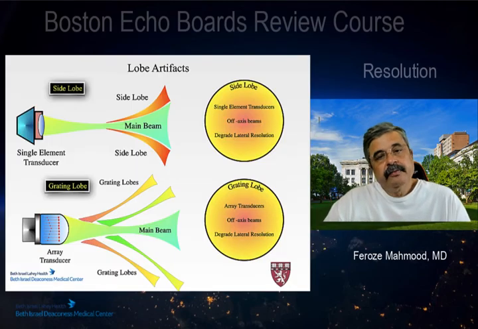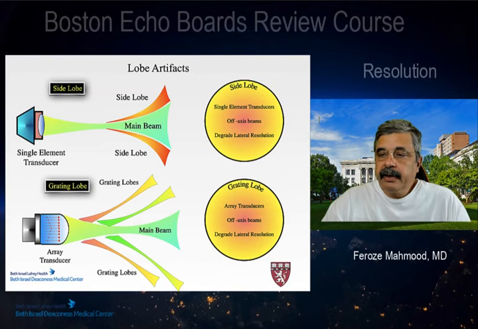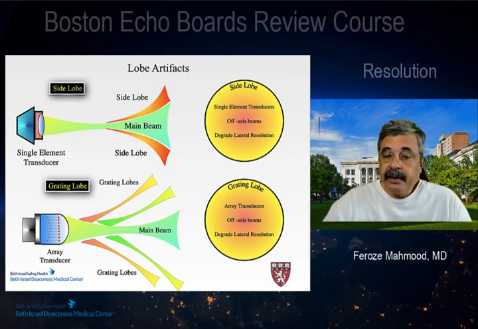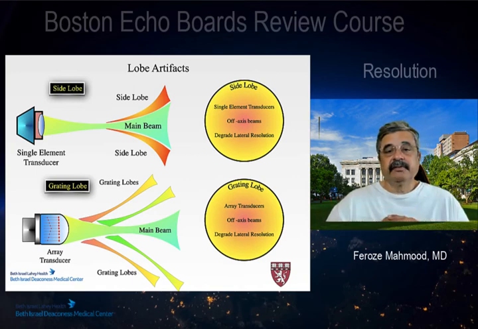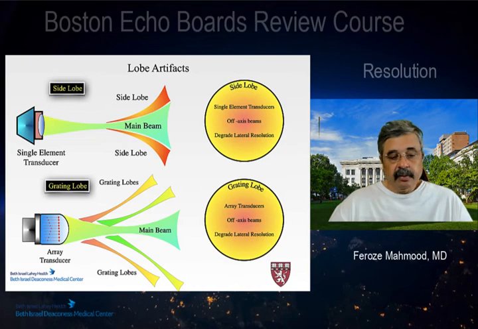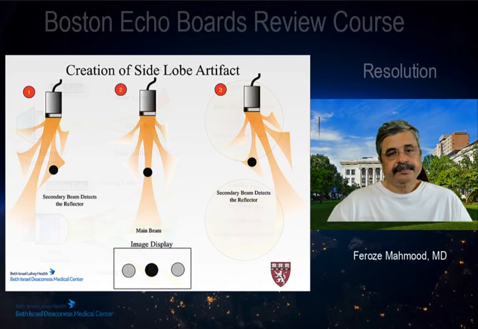A question that is often asked is the difference between a side lobe and a grating lobe artifact. Essentially, they are the same. They are just deterioration of lateral resolution. Side lobe artifacts are created by single element transducers, and grating lobes are created by array transducers. Side lobes are off-axis beams that degrade lateral resolution. Grating lobes are also off-axis beams that degrade lateral resolution. They are both deterioration of lateral resolution. Side lobes are generated by single element transducers, and grating lobes by the phased array transducers.